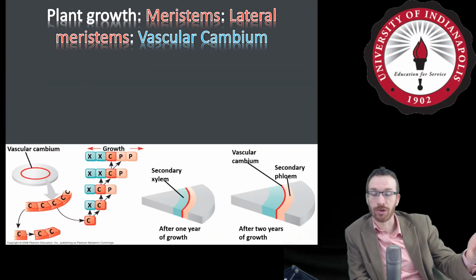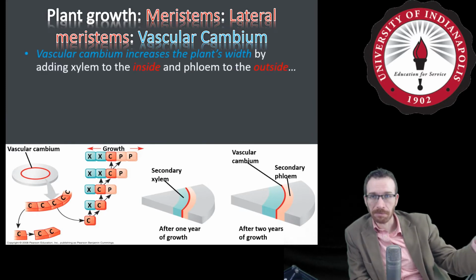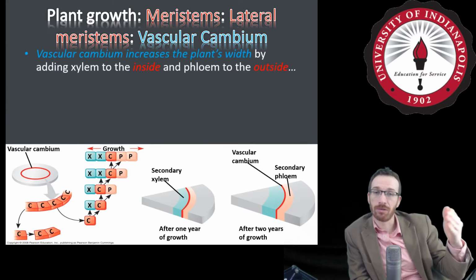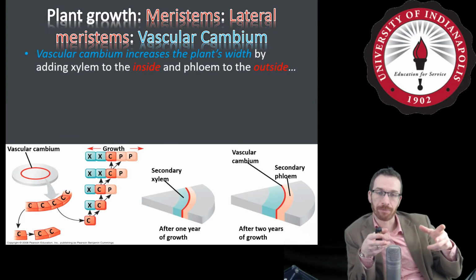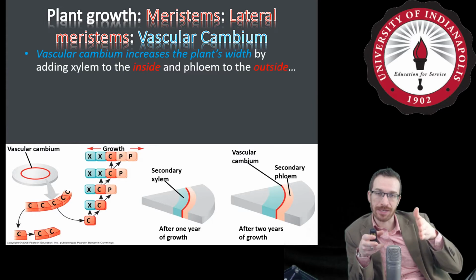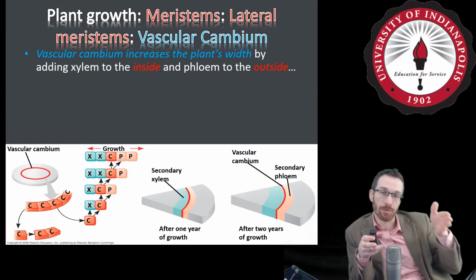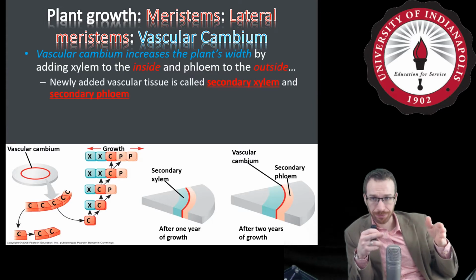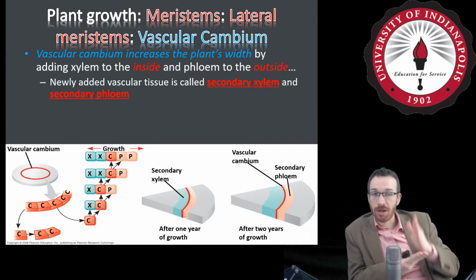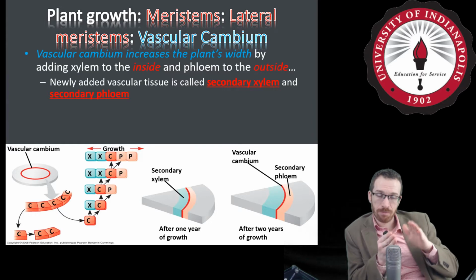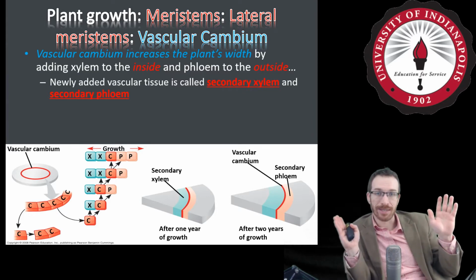After that, it's going to produce more and more layers on top of that. So what vascular cambium is doing is making that stem wider by producing xylem on the inside and phloem on the outside. With herbaceous plants, we stop here. You produce xylem, phloem, that's it. That's all the vascular cambium does.